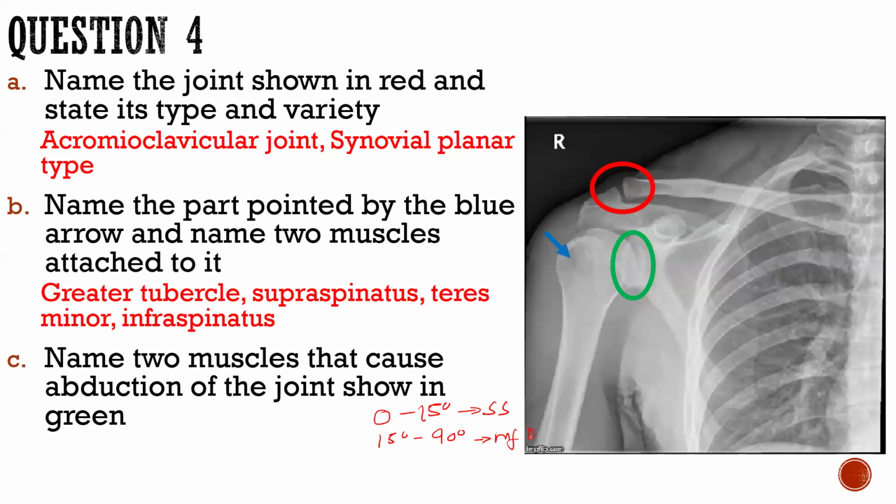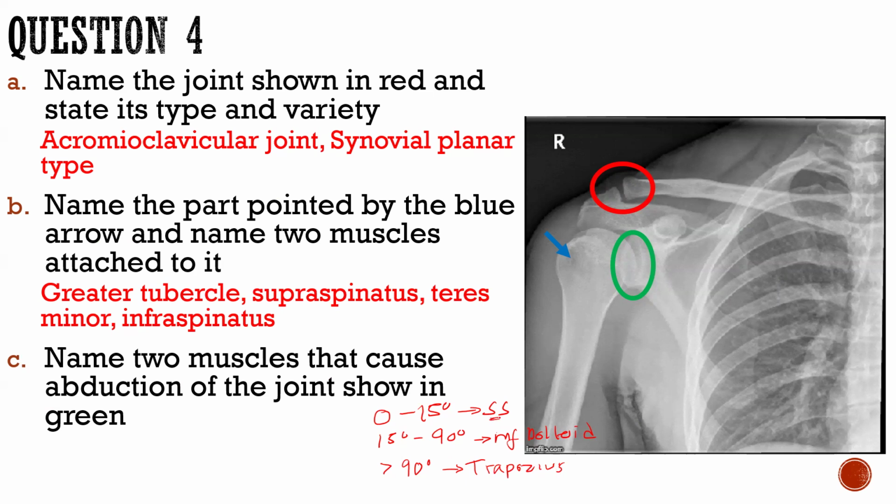middle fibers of deltoid. And then above 90 degrees, that is to raise your hand as if you are answering a question in a class, that's the upper fibers of trapezius. So those are the 3 muscles that cause shoulder abduction. For the first 15 degrees it is supraspinatus, then deltoid takes over.